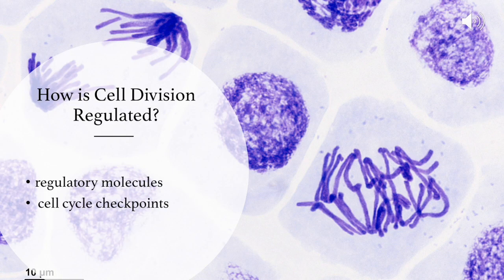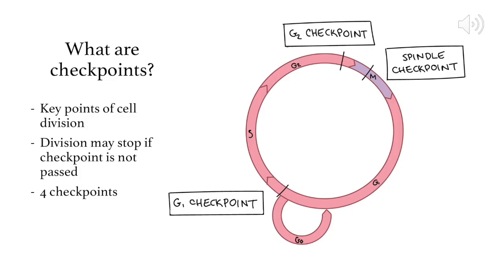In eukaryotic somatic cells, cell division is regulated by regulatory molecules which are activated at various cell cycle checkpoints. Cell cycle checkpoints are critical points in the cell cycle that are regulated by different types of regulatory molecules that will be explained in more detail later. There are four main checkpoints, one in G1, one in G2, and two in M phase.